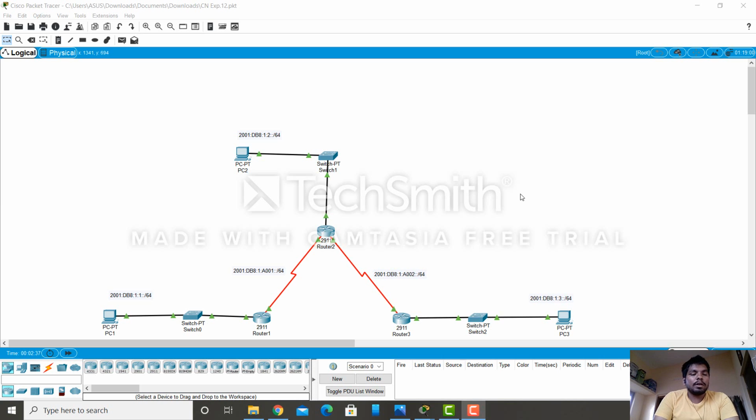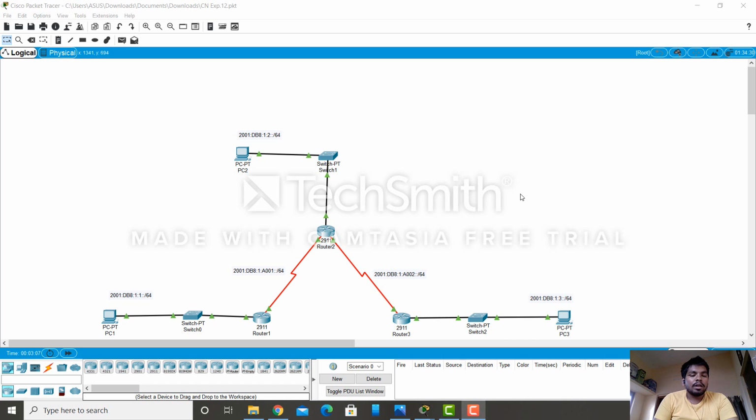The aim of the experiment is to design a network topology, configure IPv6 addresses statically, configure RIPng, and test the connectivity between all the hosts in each local area network. The description of this experiment is RIPng. RIPng expansion is already discussed.